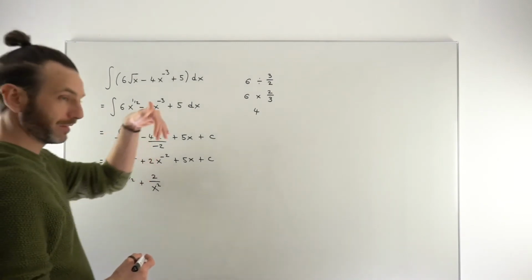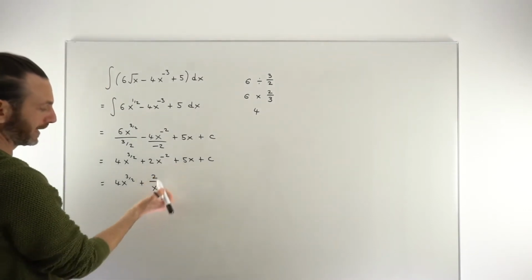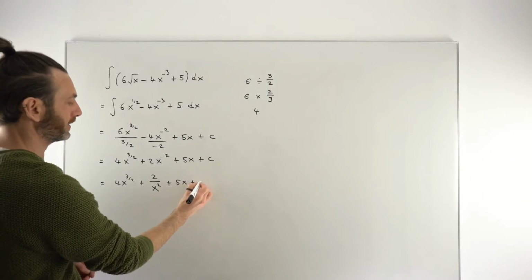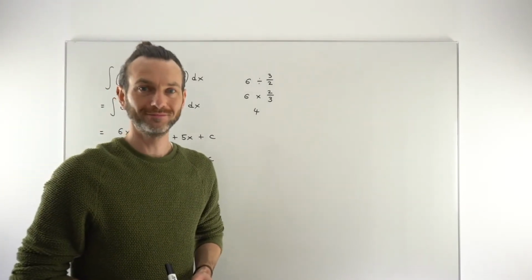So taking this to the bottom of a fraction, which is a common indices rule, to turn the negative power back into a positive, and then just leaving the 5x and the c on the end. So that is the end of that question.